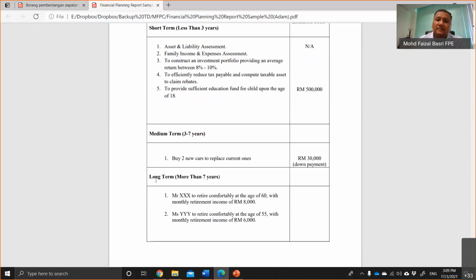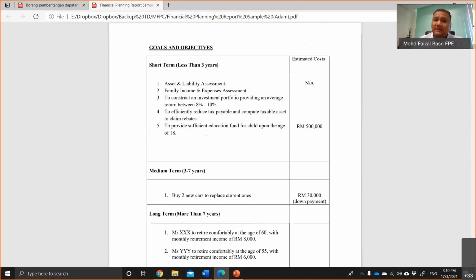And long term, they want to prepare for retirement, with the expected retirement income. So this you will learn later this semester, when you study retirement. You will learn how to calculate your retirement income. Again, I will not touch anything besides investment. So in this case, the investment is only to create an investment portfolio with 8 to 10% returns. So this is an example of objectives, part of your policy statement.